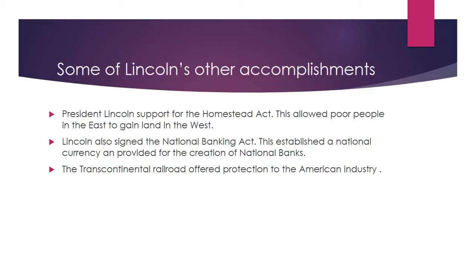When you think of Abraham Lincoln, people usually think of him freeing the slaves, which is a very important thing that he accomplished. But there were other accomplishments that he is also known for. President Lincoln supported the Homestead Act. This act allowed the poor people in the East to gain land in the West as they crossed and were able to have their own homestead and start a life out in the West.